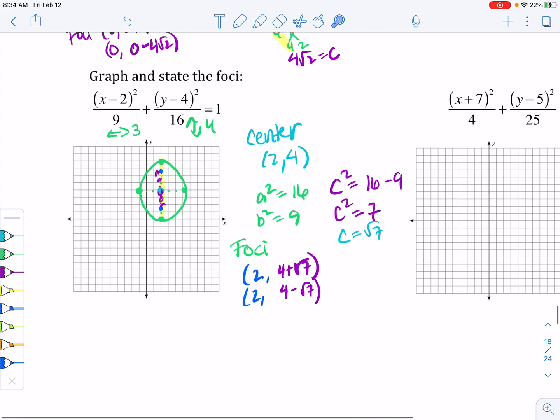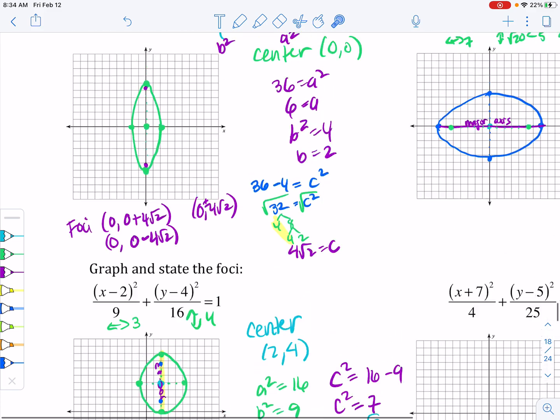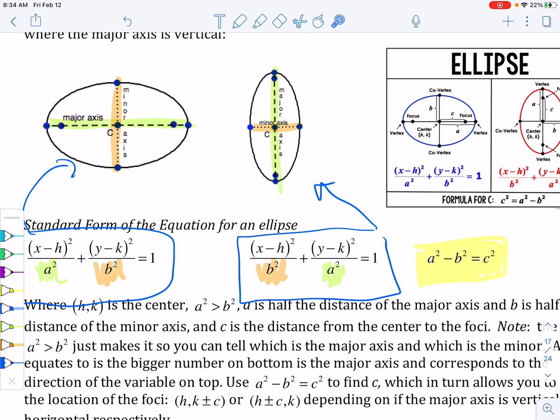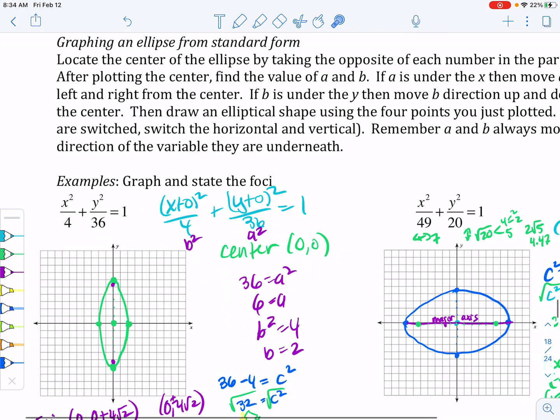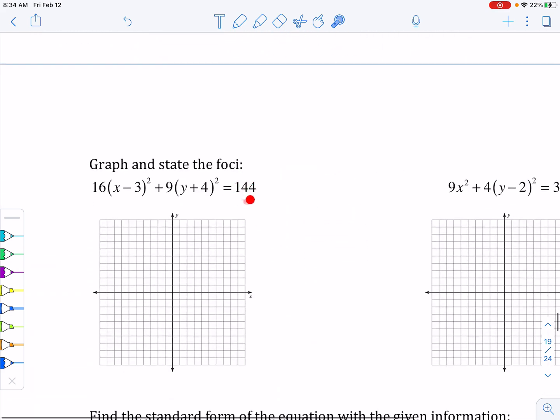Okay. We're going to skip that next one and we're going to look at this one. Now, this one looks different. We're not dividing by anything. Notice if we scroll back up to our standard form of our equation, it has to equal 1. So all of these before equal 1, equal 1, equal 1, equal 1, not equal 1. So I have to get this to be equal to 1 in order to use the information that we've done above. So what I'm going to do is divide by 144 on both sides.